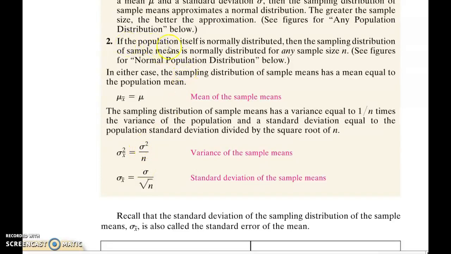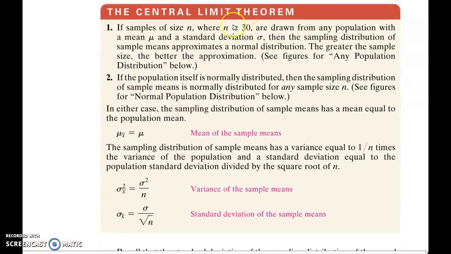And one more thing it says is, I said we needed a sample size of at least 30. Well, that works for any population at all. But if we knew our original population was normally distributed, then the distribution of our sample means automatically, no matter what sample size, will also be normally distributed. So it could be a sample size of anything. It doesn't have to be at least 30. It could be 4 or 10 or any number at all.